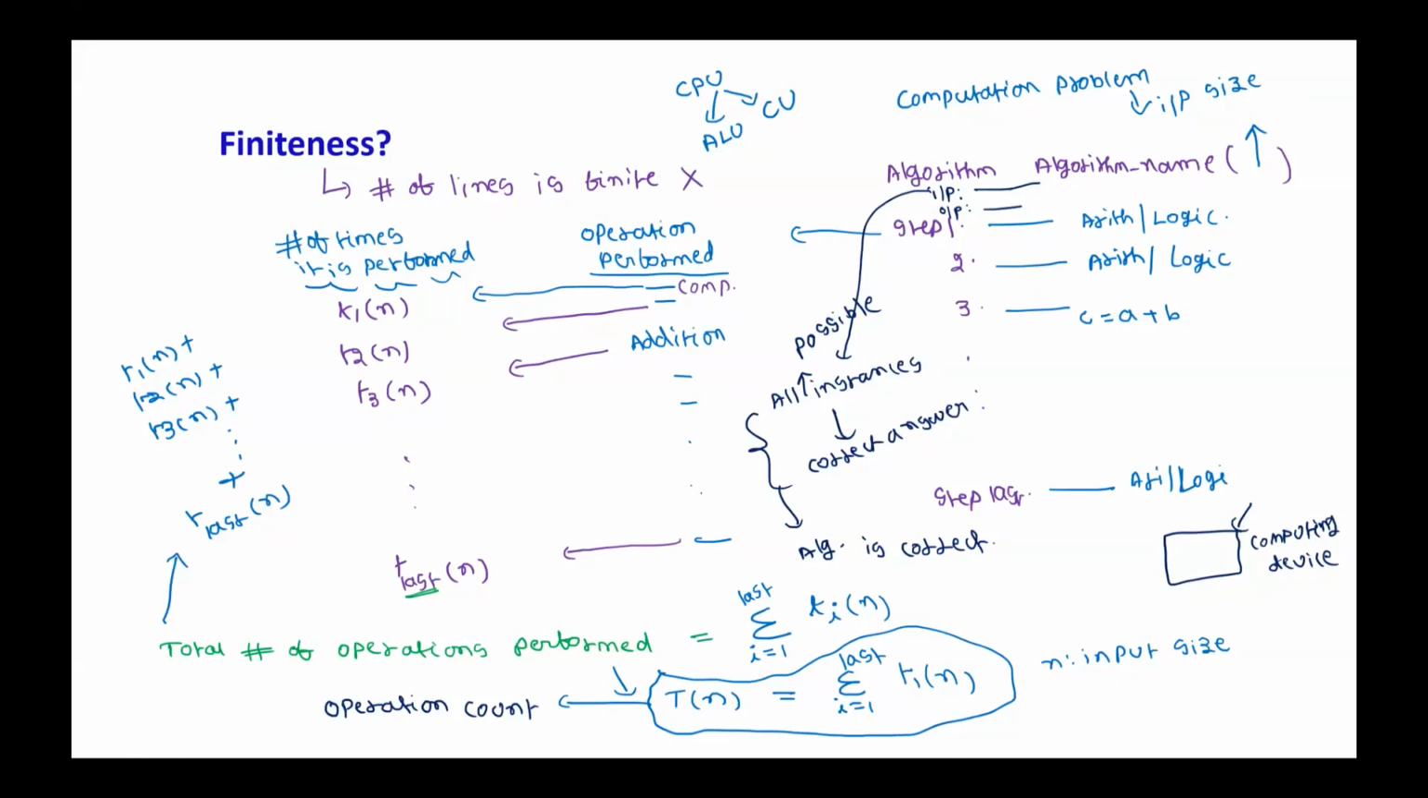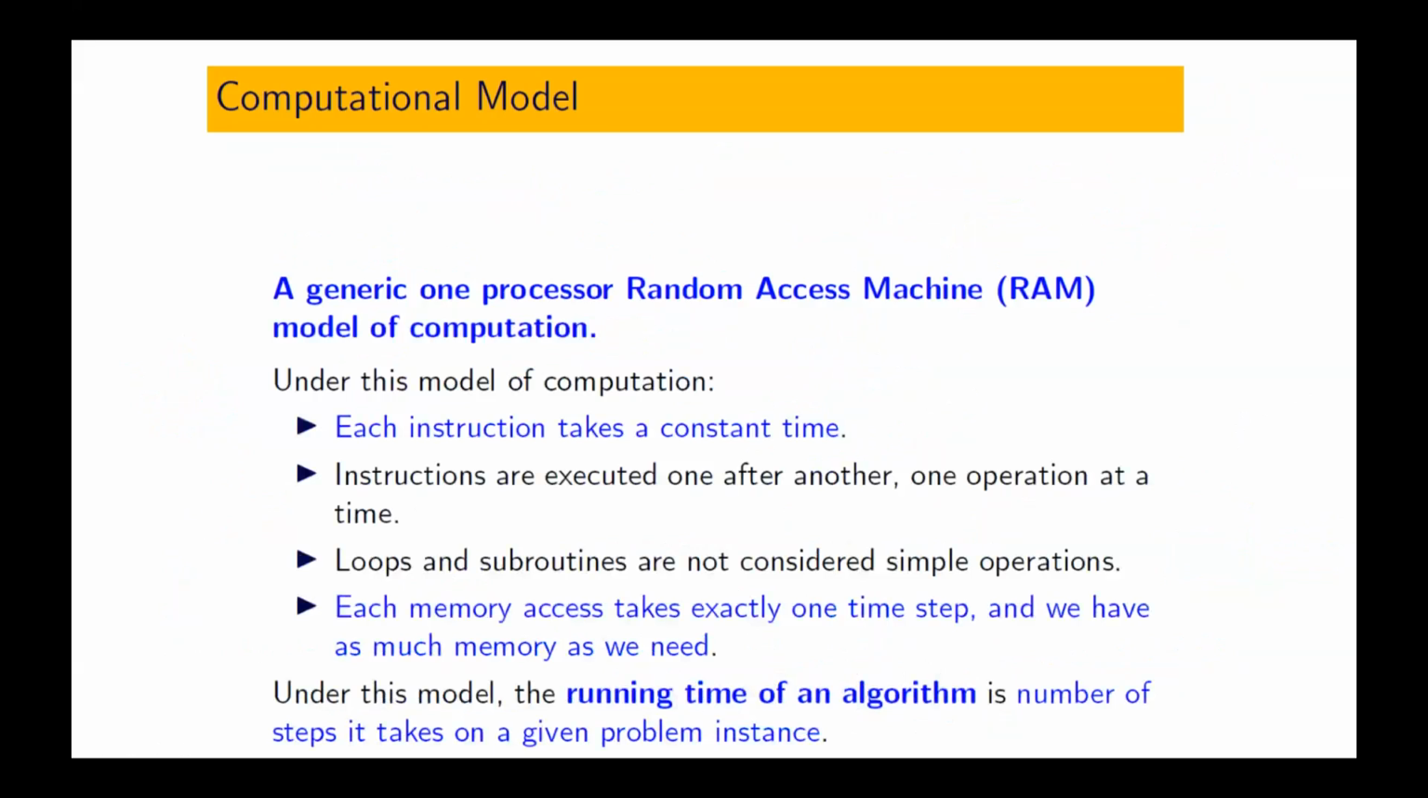The computational model which we are considering here for finding the total time our algorithm takes is the random access machine model of computation, the RAM model of computation. So what are the assumptions under this model? Each operation, each instruction, takes constant time.